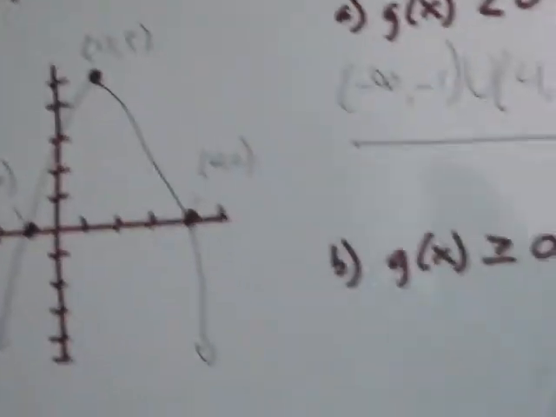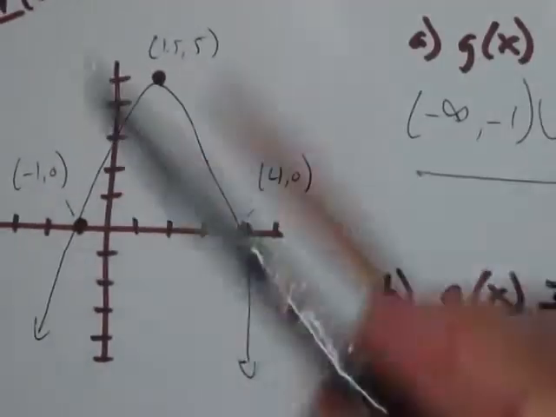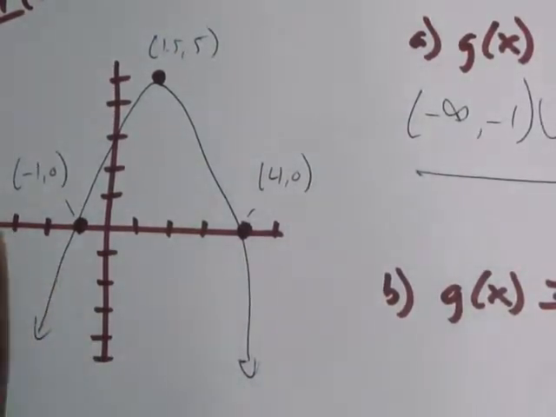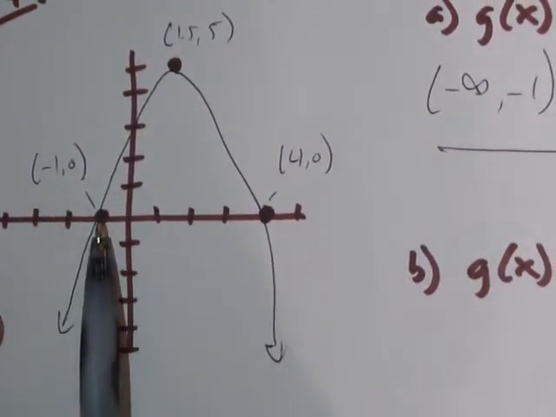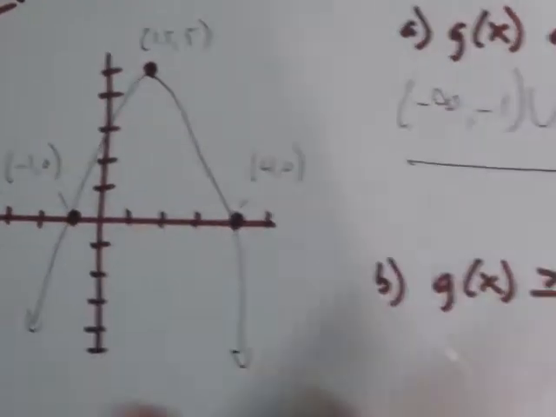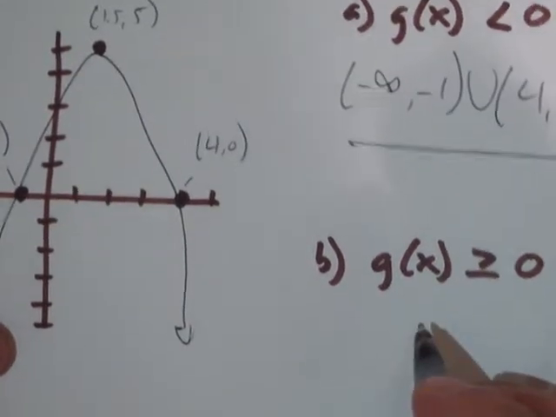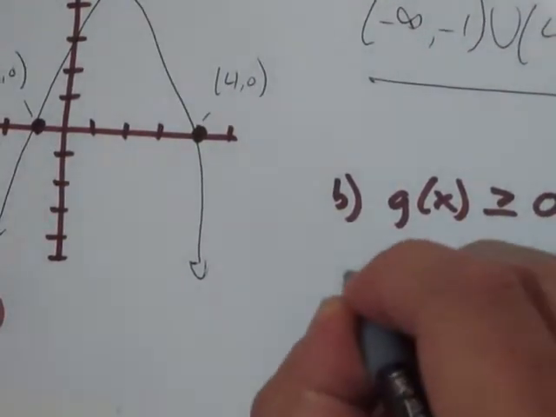Well, that would be, it's actually greater than or equal to 0. So it's whenever it's above here. Over here, we know it's below 0. Starting here, it's greater than or equal to 0. So now it's "or equal to," so we're going to use the bracket instead. Here's the bracket.